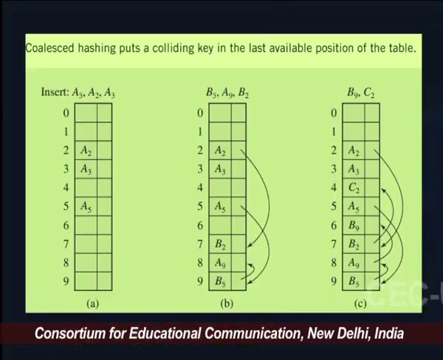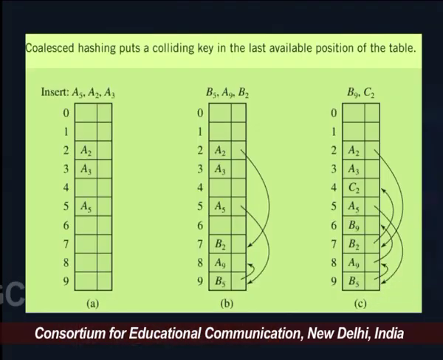So, the table size limits the number of keys that can be hashed into the table. If you are not maintaining any extra chaining or something of that sort, then whatever number of keys you are going to insert into your table is limited by the table size. So, in order to understand this method of coalesced hashing, let us see this figure.